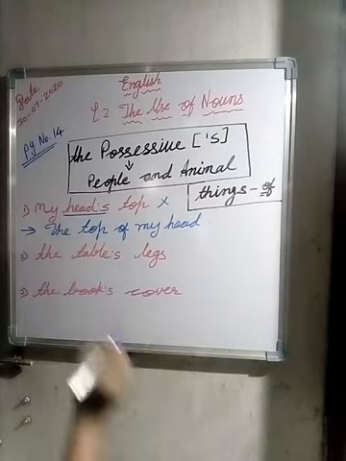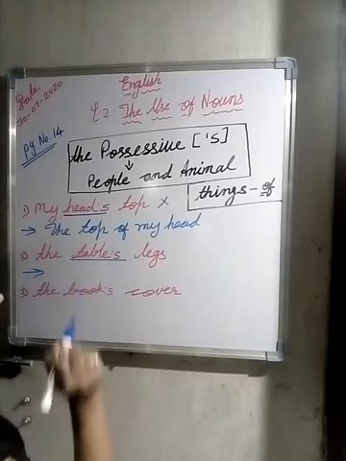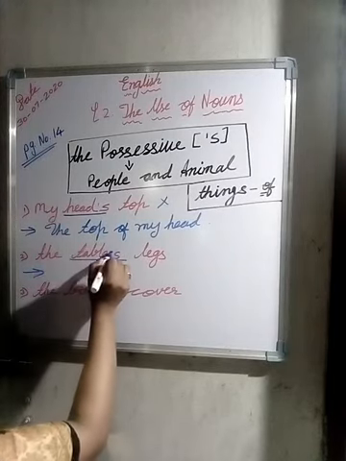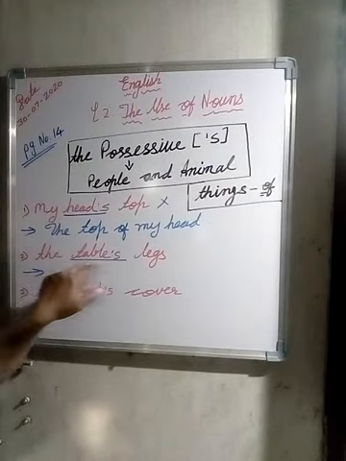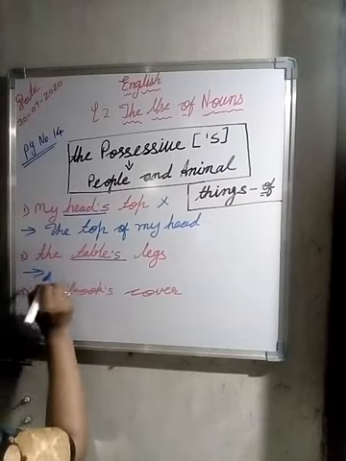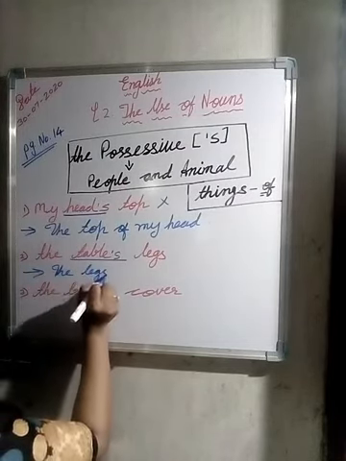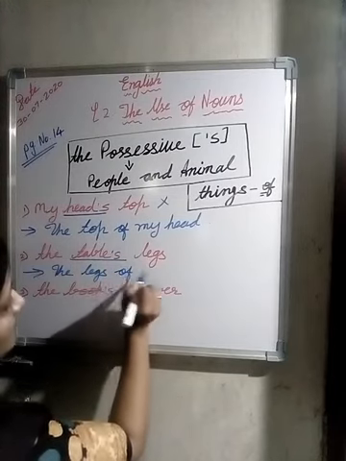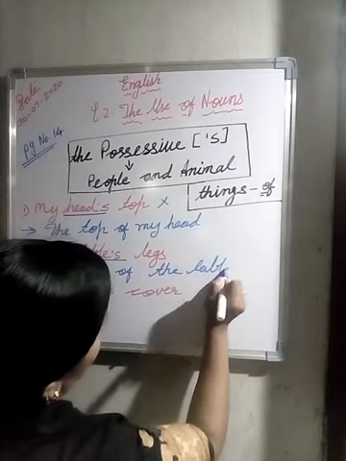Now see the second sentence, "the table's leg." Here again underline the word. Again the apostrophe, the possessive form, is on the table, and table is a thing. So which word can you use? You can use of. So what will be your answer? The legs of the table. This will be a correct sentence.